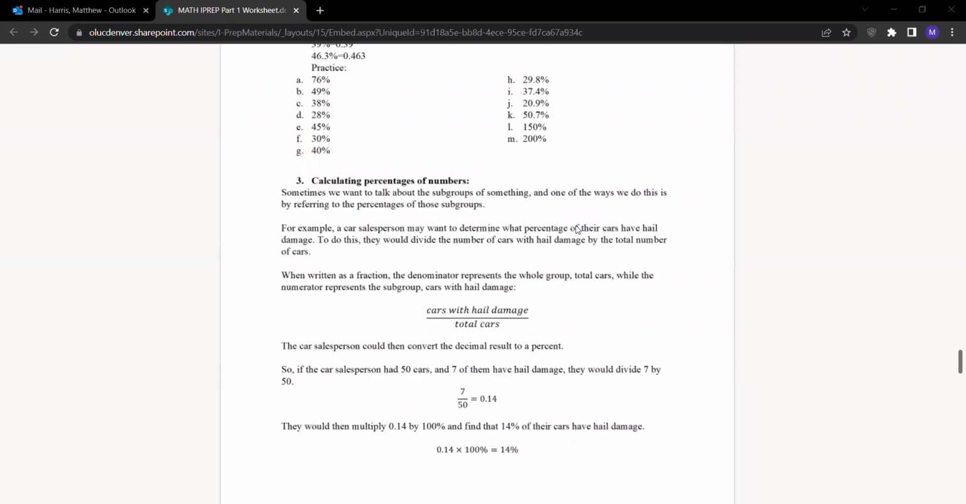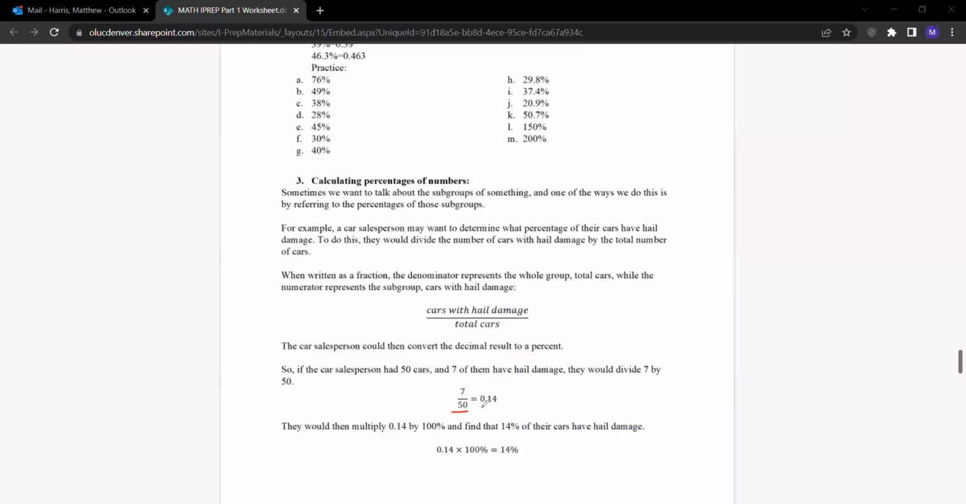So sometimes we want to talk about subgroups of something. And one way we do this is by referring to the percentages of those subgroups. For example, a car salesperson may want to determine what percentage of their cars have hail damage. To do this, they would divide the number of cars with hail damage by the total number of cars. So as you can see from the fraction below, you put the numerator as your cars with hail damage, total cars on the bottom. So with this salesperson, he had 50 cars, 7 of them had hail damage. So it's just 7 over 50, that's your fraction.